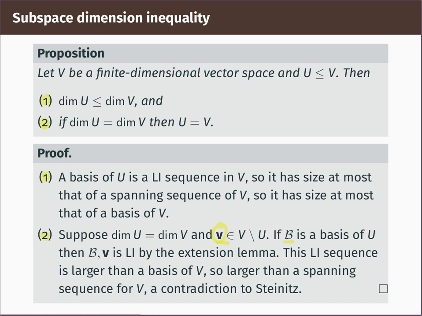By the extension lemma, B, the basis, followed by this new vector V, is still linearly independent. But now we have a linearly independent sequence which is larger than a basis of V. So it's larger than a spanning sequence for V. And that contradicts the Steinitz exchange lemma, which said that every spanning sequence is at least as large as any linearly independent sequence. So we're done.